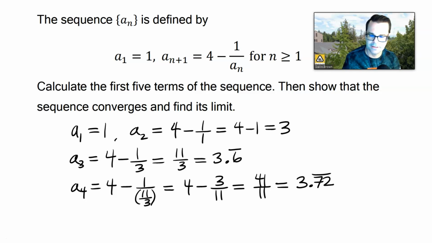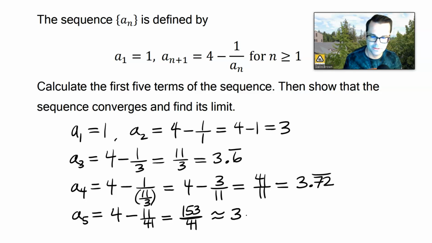And then finally, the fifth term is going to be 4 minus the reciprocal of this. So I'll go ahead and just reciprocate this now. So it's going to be 4 minus 11 over 41. 41 times 4 is 164, so 153 over 41. And thankfully, this is the last term that we're asked to find. So I'll just give you an approximation here. It's approximately 3.7317.